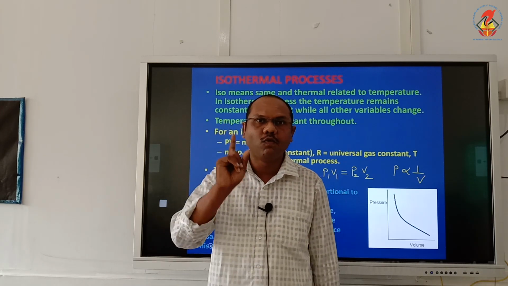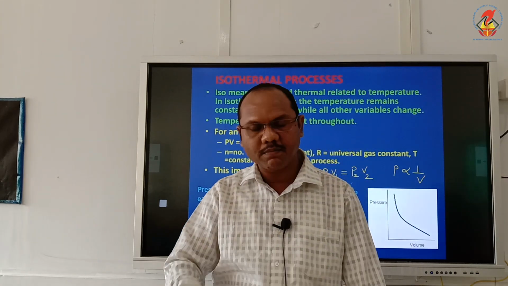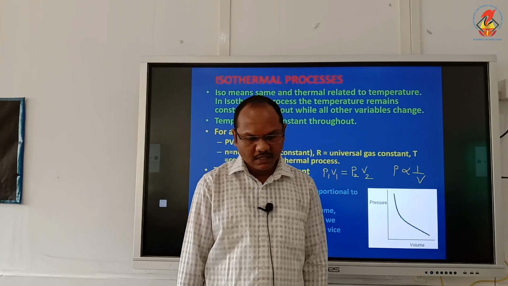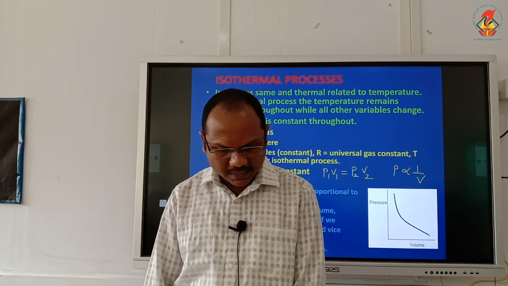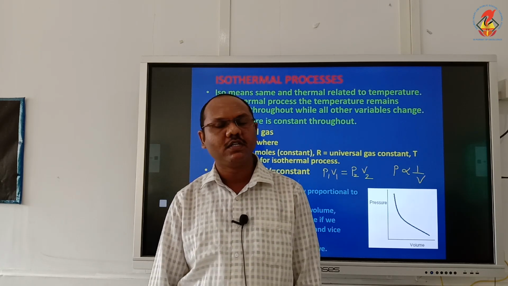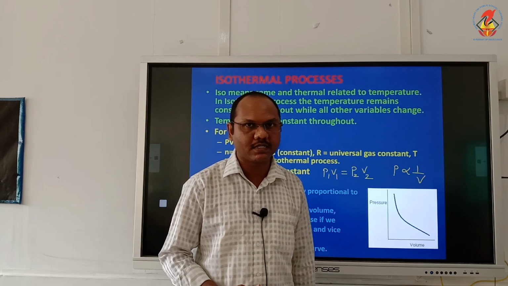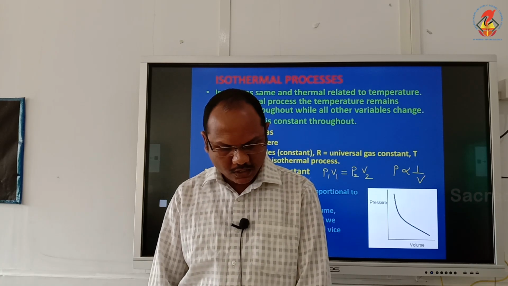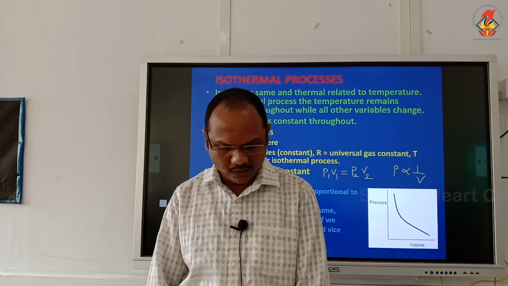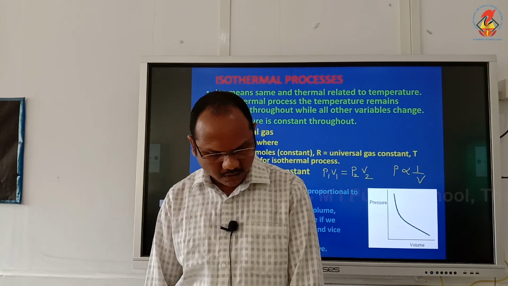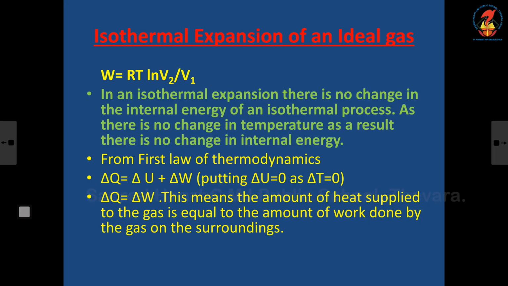So, write the question: what are the essential conditions for an isothermal process to take place? The first condition, the walls of the container must be perfectly conducting to allow free exchange of heat between the system and the surroundings. Number 2, the process of compression or expansion should take place very slowly so as to provide sufficient time for the exchange of heat.